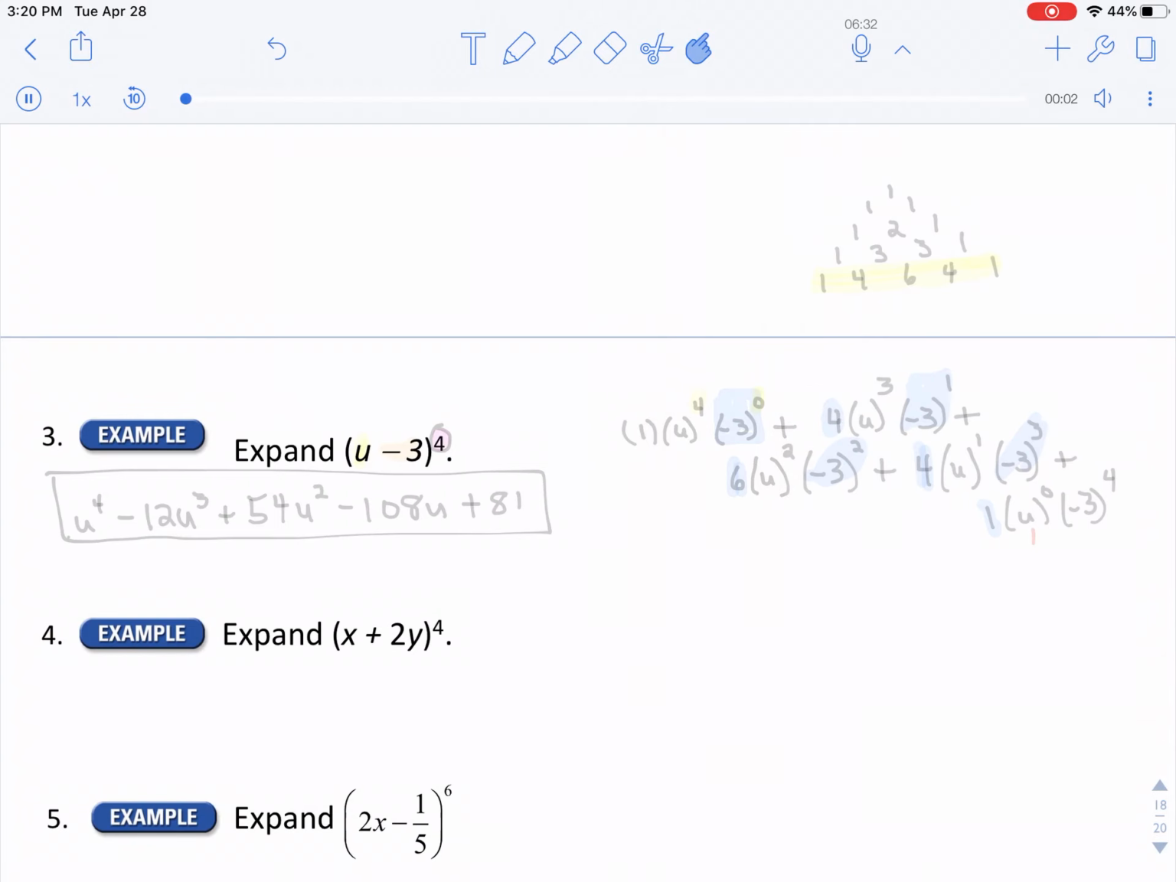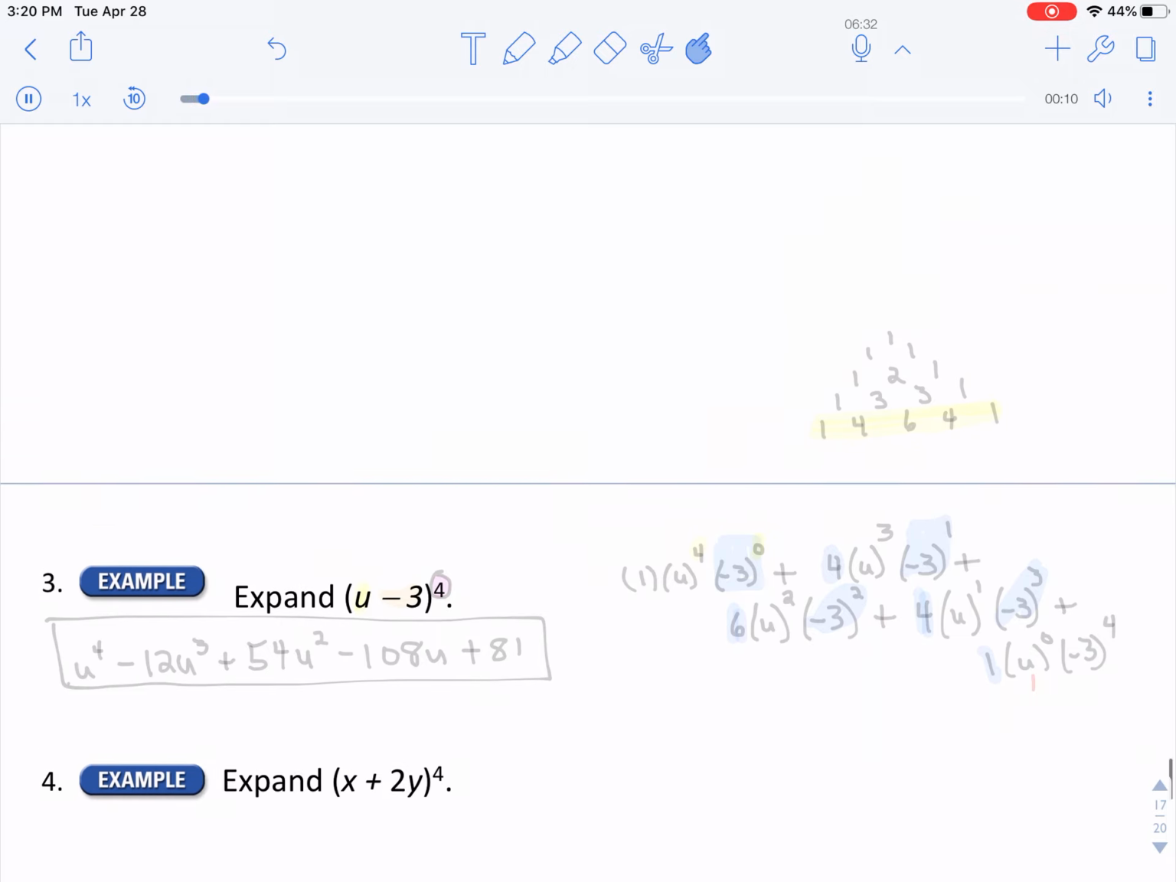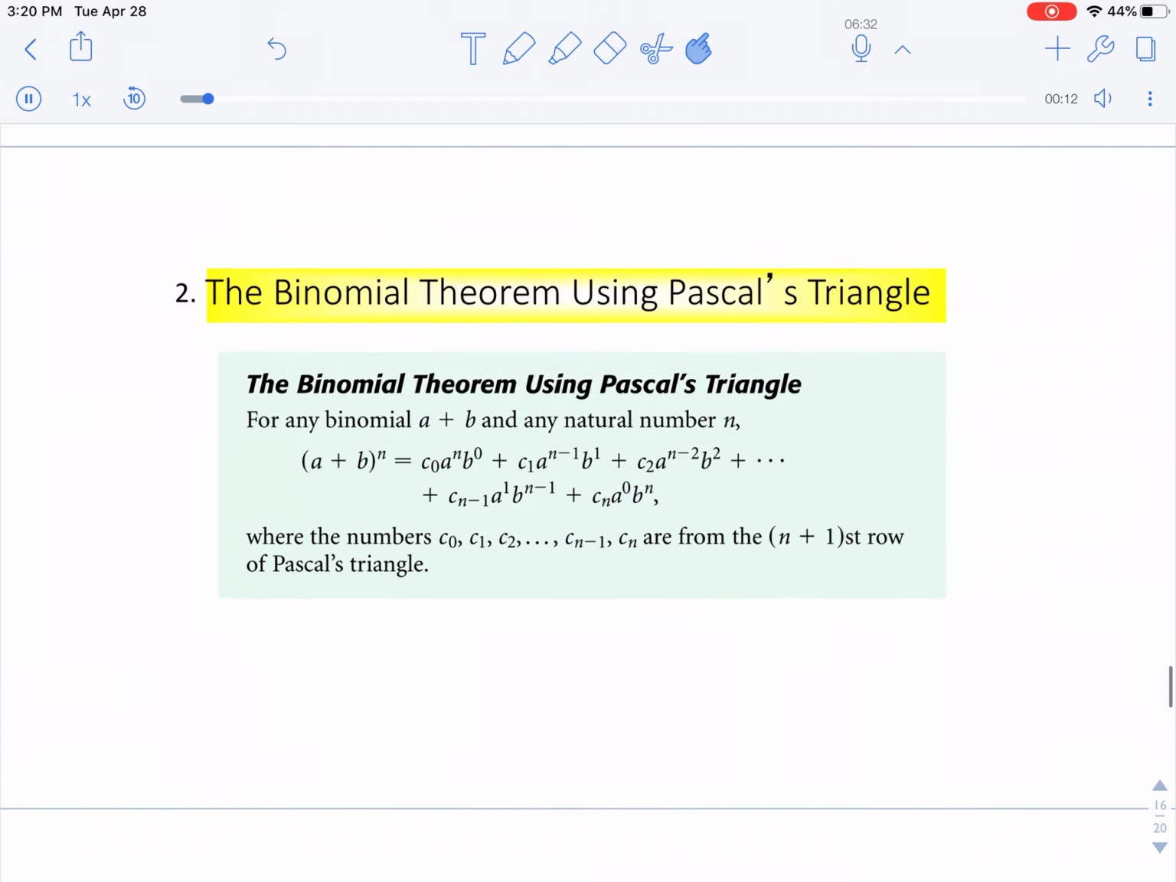This is class notes section 8.7, and I'm calling it B. The binomial theorem using Pascal's triangle. I'm not going to read that to you. I'm going to show you through the examples what you're going to do with that. So let's go down to the next example.